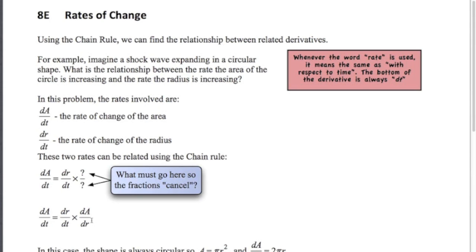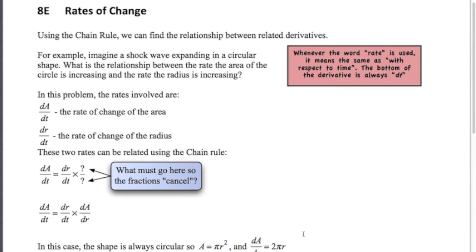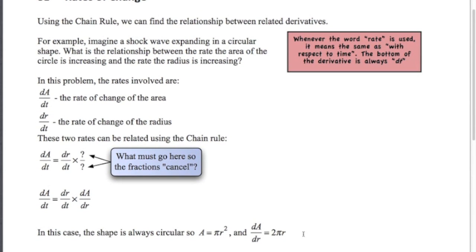So this works. The rate that the area is increasing is the rate the radius is increasing times dA dr. Now that's something else, dA dr, that we're going to have to work out. In this case, we're talking about a circular shock wave, so we've got a relationship between A and r. We know that that is A equals pi r squared. So we know dA dr is 2 pi r. And we can put that in there.